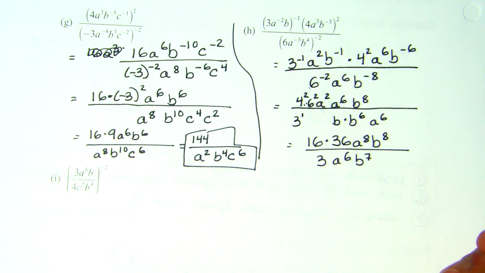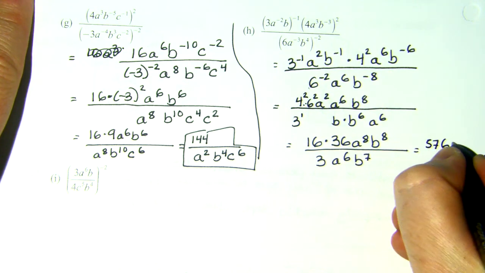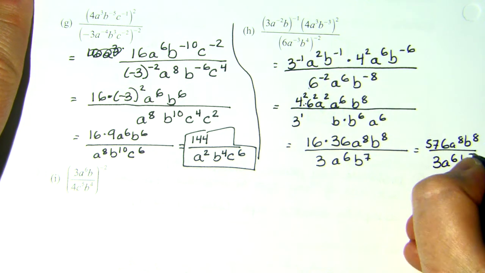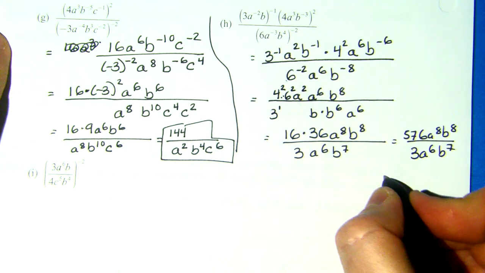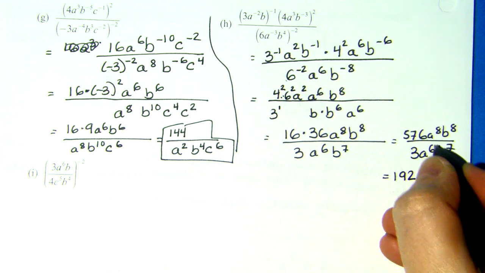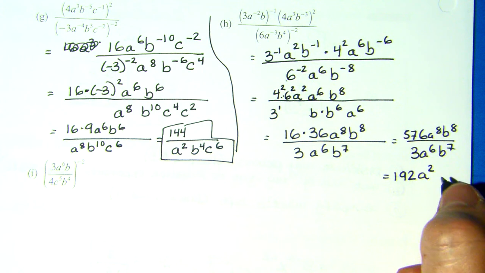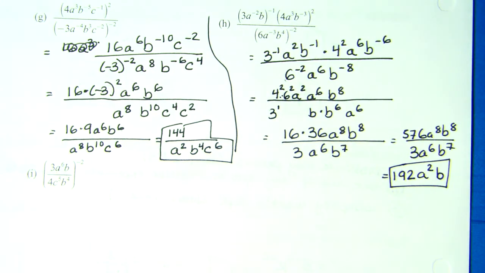Let's see, on the top we're going to do 16 times 36. We're going to get 576, A to the 8th, B to the 8th, over 3, A to the 6th, B to the 7th. 576 divided by 3 gives us 192. The A's give us A squared. A to the 8th over A to the 6th is A squared. B to the 8th over B to the 7th gives us B to the 1st. 192, A squared, B. Last one for you to do, and then we'll just summarize all of our exponent rules. See what you can do in letter I.